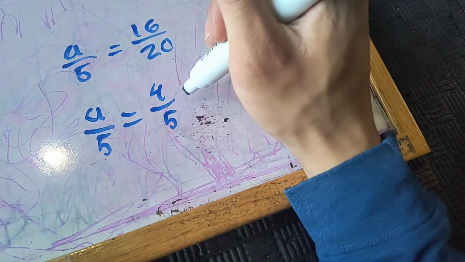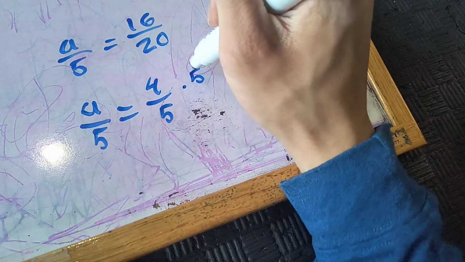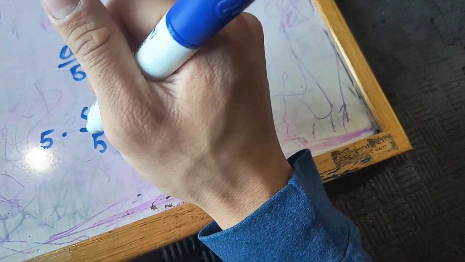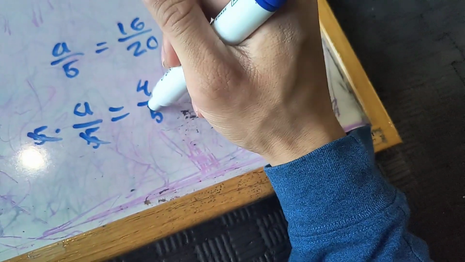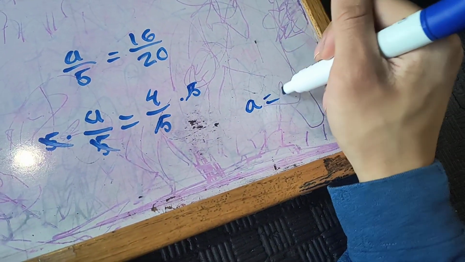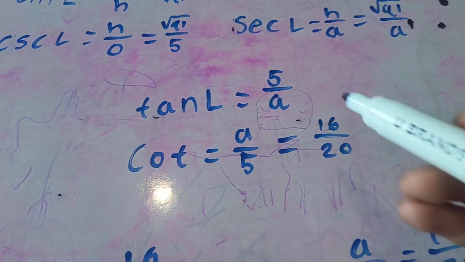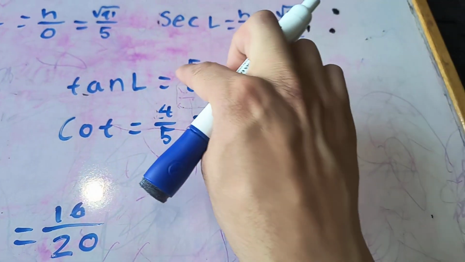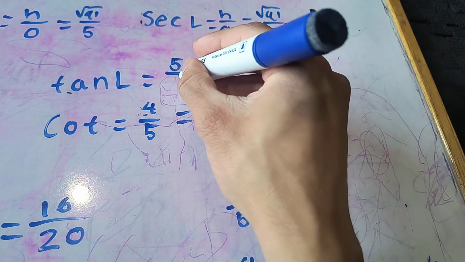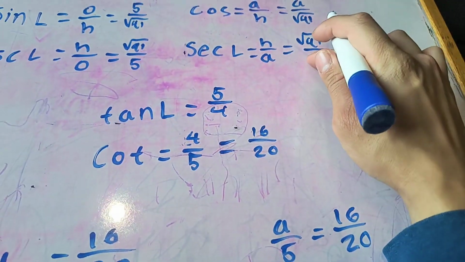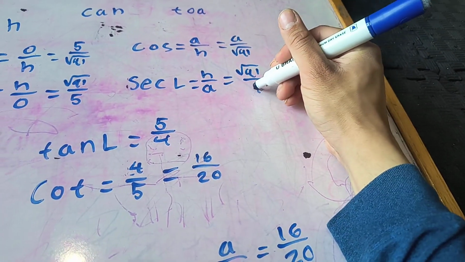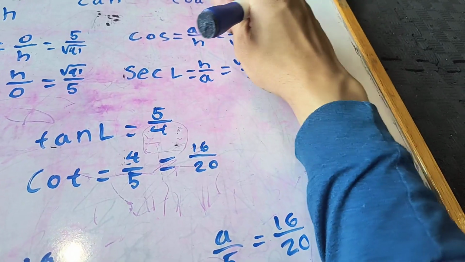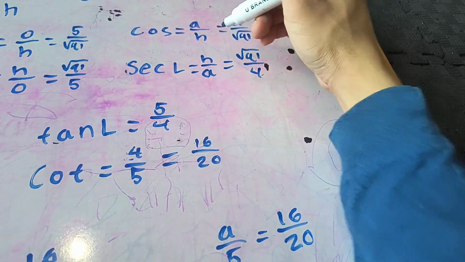And you multiply both sides by 5. These two cancel out. These two cancel out. We're left with A is equal to 4. So then we can replace all these A's with 4. And we have figured out all our trigonometric ratios, my friend.